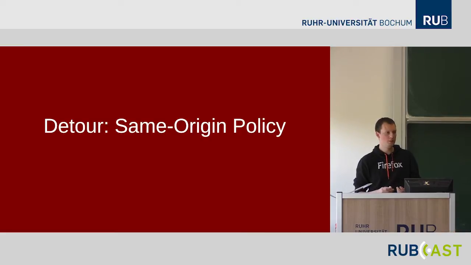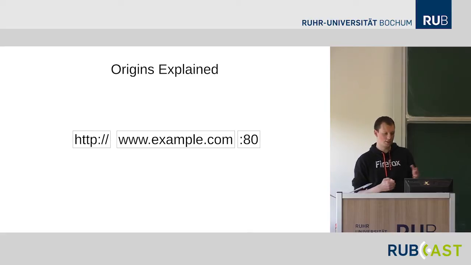To explain what this means from a security perspective, I'll talk a bit about the same origin policy. An origin is basically the scheme, the host, and the port of a URI. And these three things are taken as a criterion to compare if a host name or the scope of a web application matches something else.